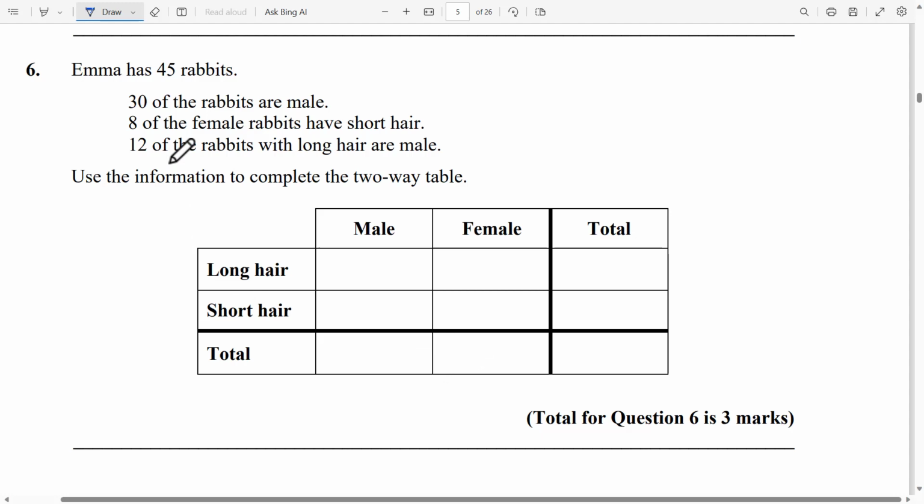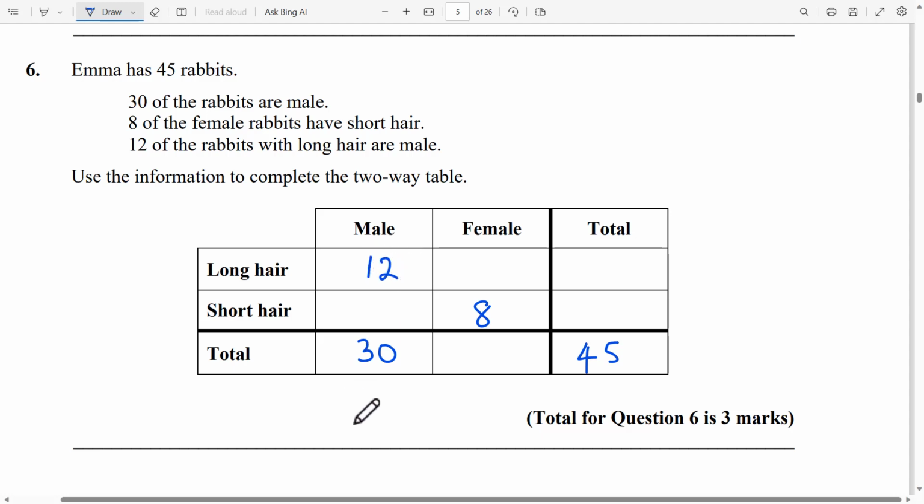And the next one, Emma has 45 rabbits, so the sum here is 45. And we know 30 of the rabbits are male. And 8 of the female rabbits have short hair, and that's going to be it here. Eight of the female rabbits have short hair, and we know next that 12 of the rabbits with long hair are male. 12 of the rabbits with long hair are male, okay, yeah.